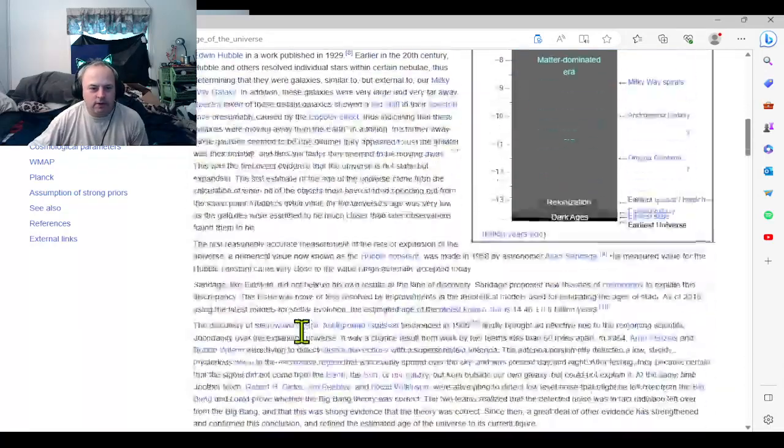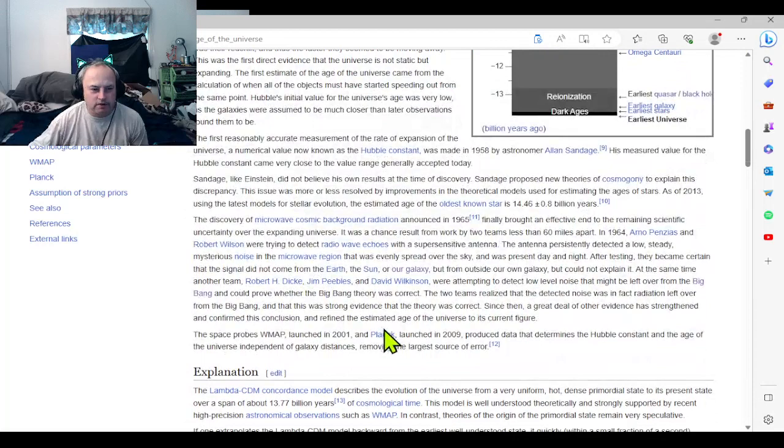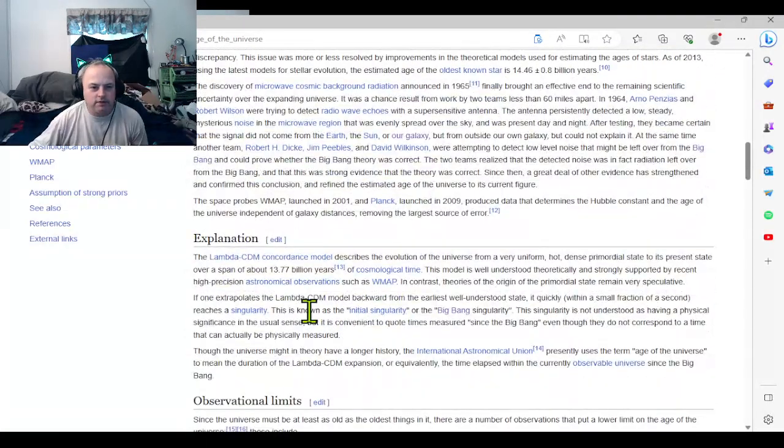Throw a couple big names on here. I don't like this explanation. Describes the evolution of the universe from a very uniform, hot, dense state to the present state, 13.77 billion. Recent high universe, international.